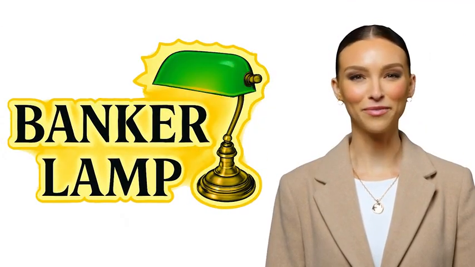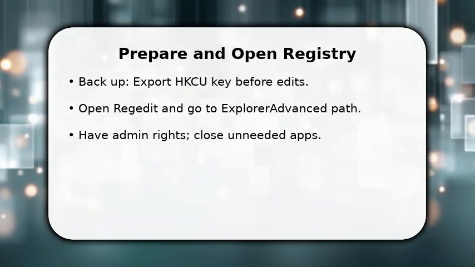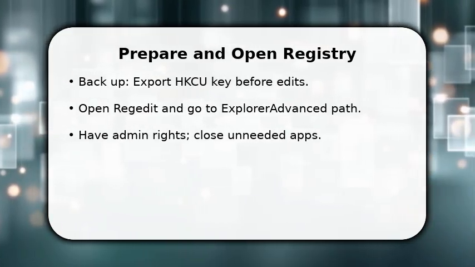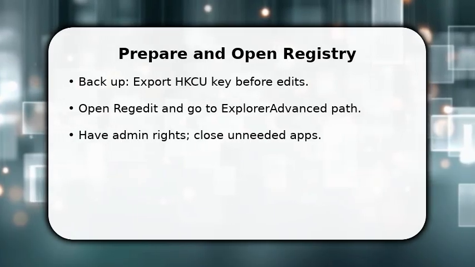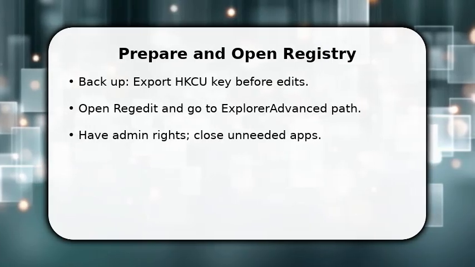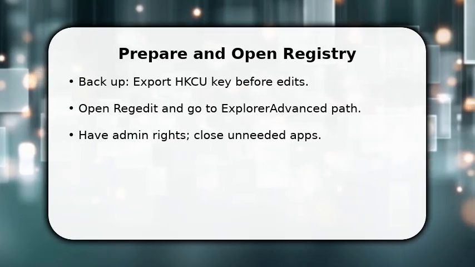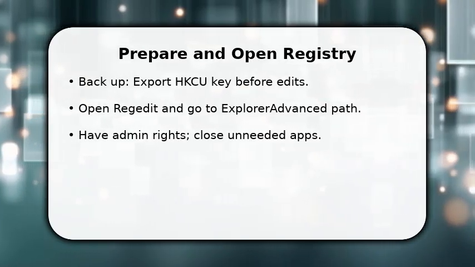Please enjoy the video. You start by backing up the registry so you can recover if anything goes wrong. Once done, press Win+R, type regedit, and confirm admin access. Then navigate to HKEY_CURRENT_USER\Software\Microsoft\Windows\CurrentVersion\Explorer\Advanced.